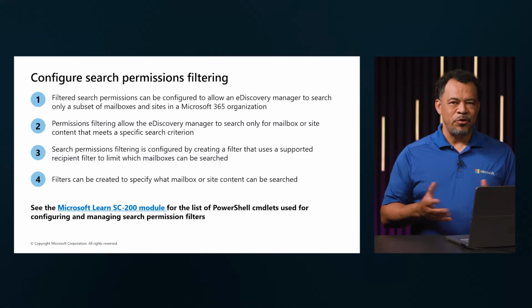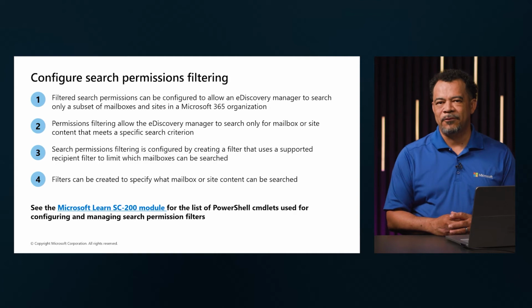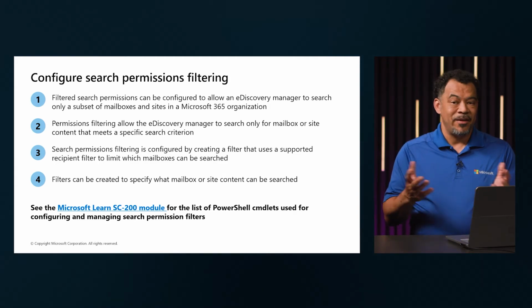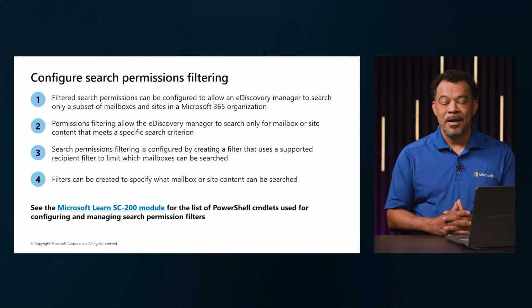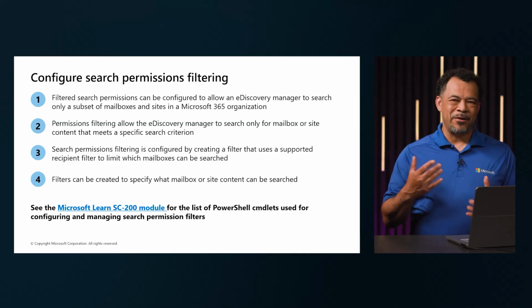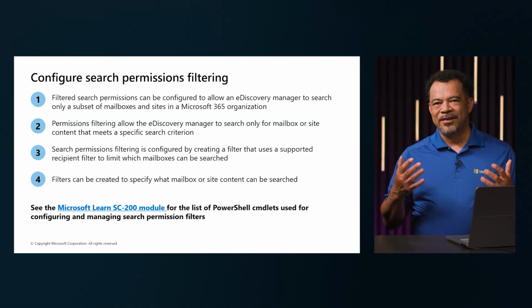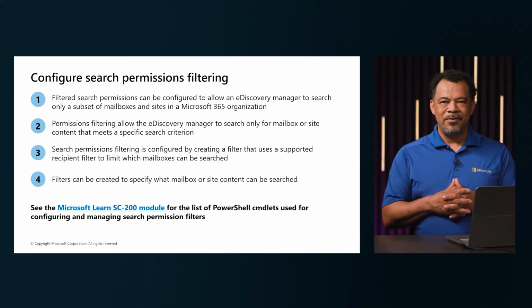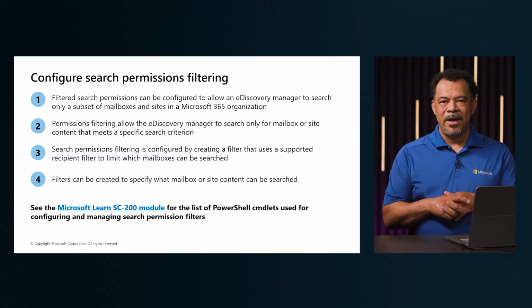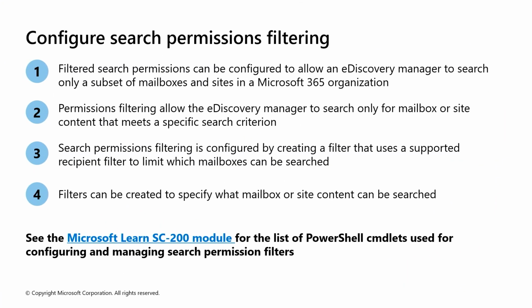To search this up, you create a search filter using supported recipient filters. These filters define exactly which mailboxes or sites are included in the search scope. And then finally, if you want to dive deeper into how to configure some of these things, Microsoft provides a list of PowerShell cmdlets in the SC-200 Learn module that walks you through the setup and management process. This is a great way to enforce least privilege access and ensure your eDiscovery process stays compliant and secure.